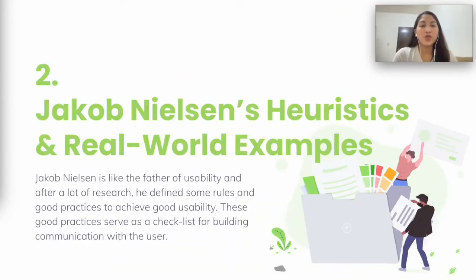Now let's discuss one of the heuristics that are available. The most common is Jakob Nielsen's heuristics. So who is Jakob Nielsen? He is like the father of usability. After a lot of research, he defined some rules and good practices to achieve good usability. These good practices serve as a checklist for building communication with the user.